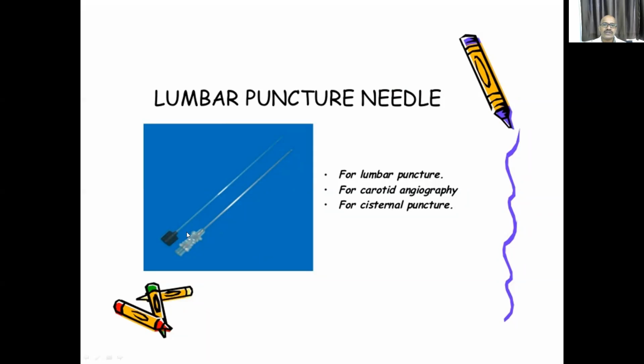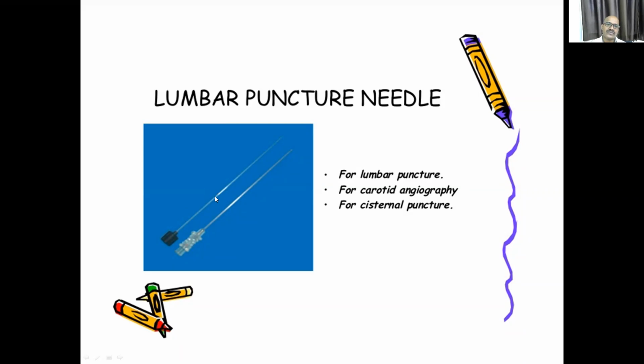So this needle is a lumbar puncture needle. You can see the lumbar puncture needle. The lumbar puncture needle is a very fine needle, very thin and long. Whereas the bone marrow aspiration needle is a stout needle, which is very strong and has a guard.